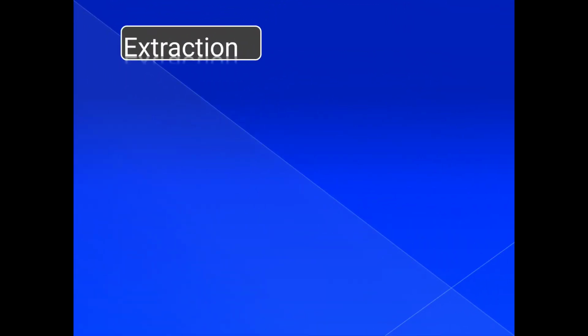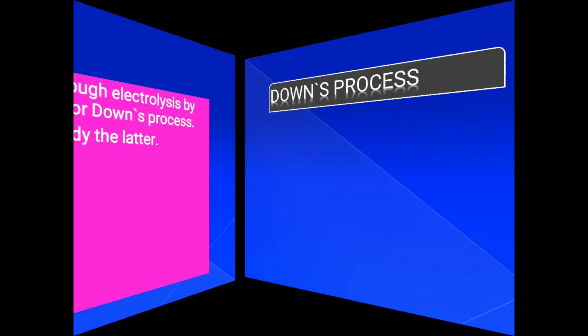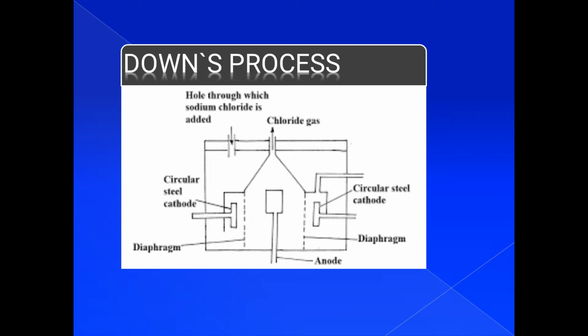Now we look at sodium extraction. Sodium is extracted through electrolysis by either the Castner process or the Downs process. But at our level, we will look at the Downs process, and later in life, as you further your studies, you'll be able to look at Castner's process. The Downs process can be simply illustrated like you can see in our diagram here.